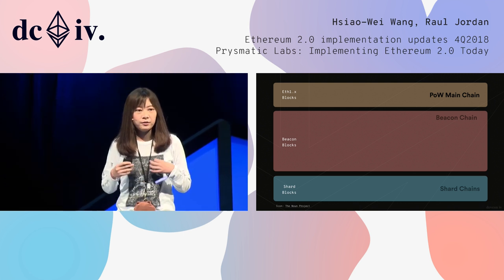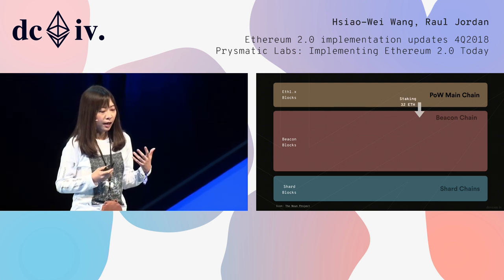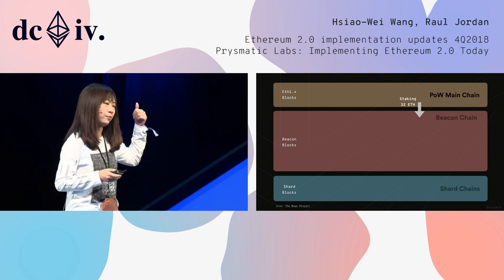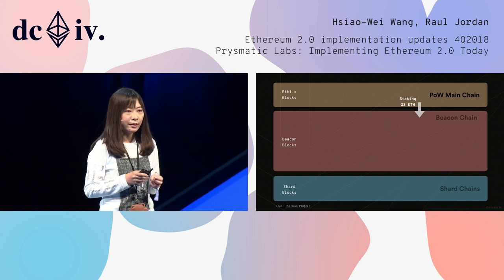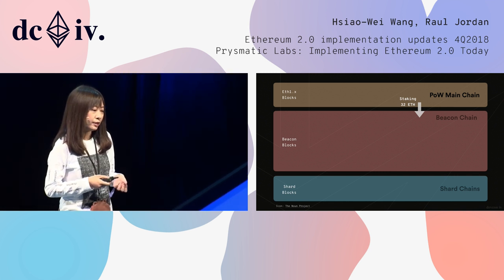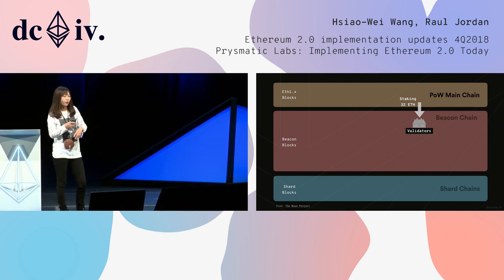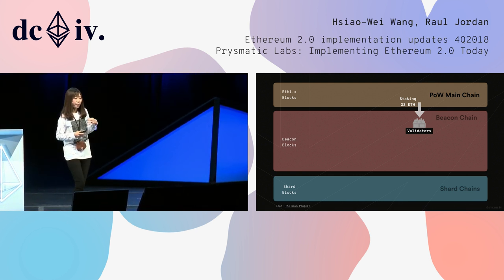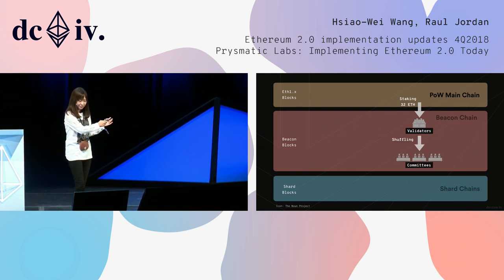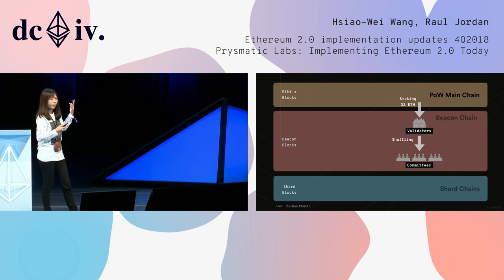If I'm a user of the proof of work chain, I can make a deposit on a contract on the POW chain. I can say, I want to deposit my 32 Ether, and I want to be one of the validators. The validators are a long list, and those validators will be pseudo-randomly shuffled into many groups. We call this process committee shuffling.